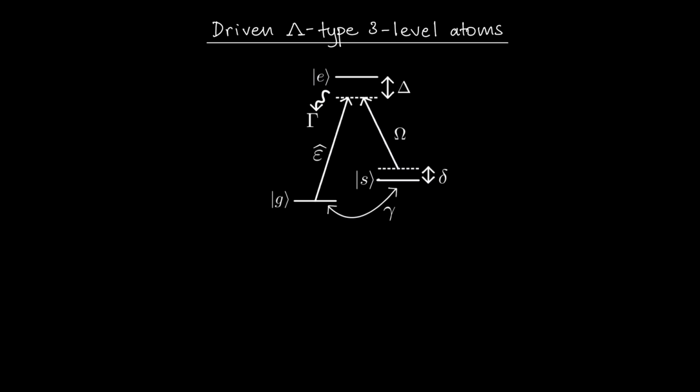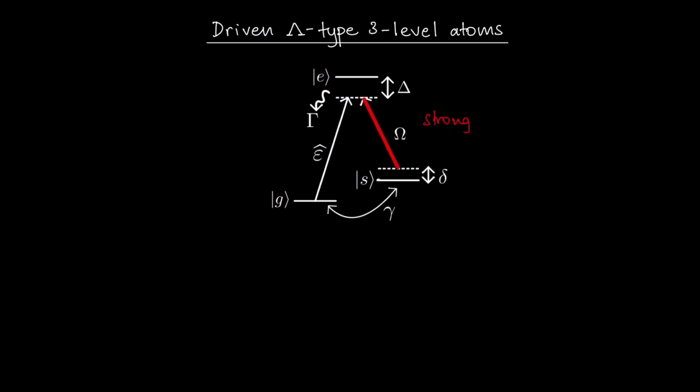So here I've drawn an energy level diagram of an atom with the states that we're concerned about. In this configuration, we consider two ground states of an atom that have a long lifespan and an excited state that is accessible to both the ground states. I'm going to call the ground state with lower energy ground and the other ground state the auxiliary state.